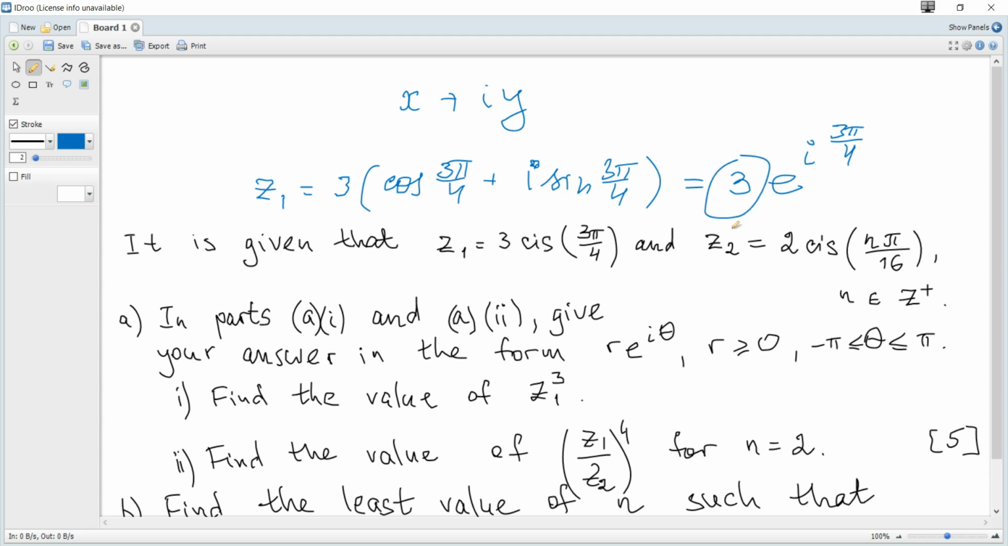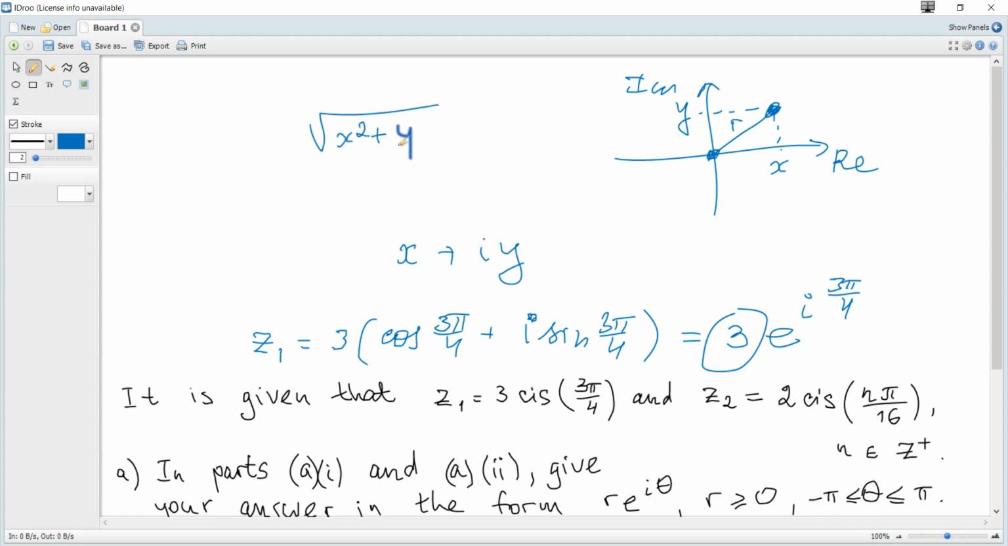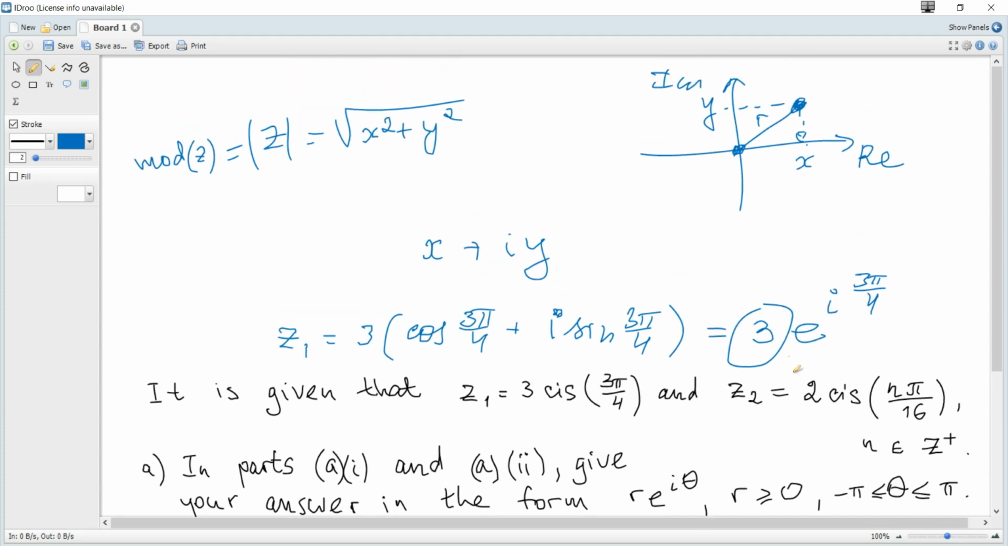And this value, the modulus, is the distance from the origin when you represent a complex number on the Argand diagram, with its real part and imaginary part, and some complex number with coordinates x, y. This distance from the origin can be found as the square root of x squared plus y squared. It's the modulus, or mod of z, and it's always positive. It always must be positive.